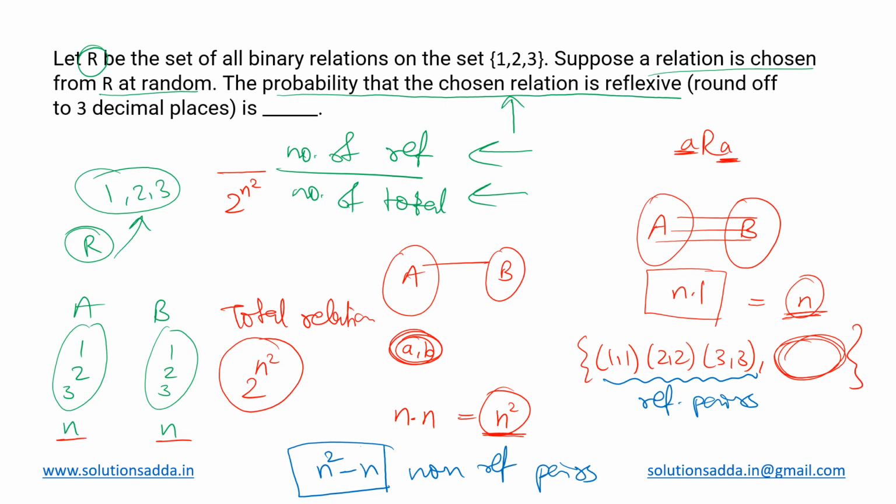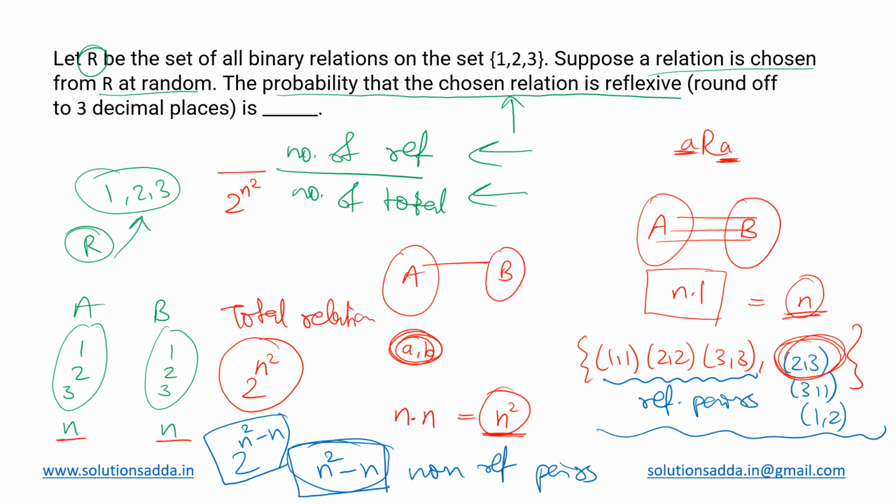Hence each of these pairs has two choices, pick or not pick, and that gives us a total number of combinations for the non-reflexive pairs as 2 raised to n squared minus n. For example, here along with these reflexive pairs we can have, let us say, 2,3, 3,1, 1,2, anything is allowed. This will also be called a reflexive relation.